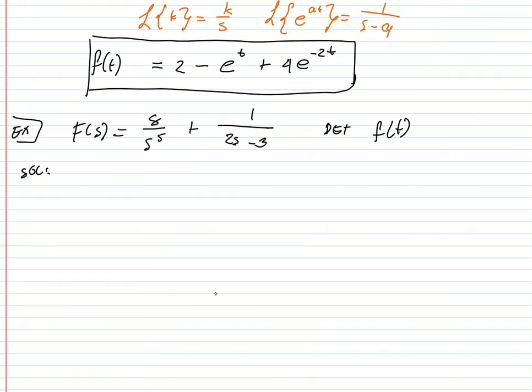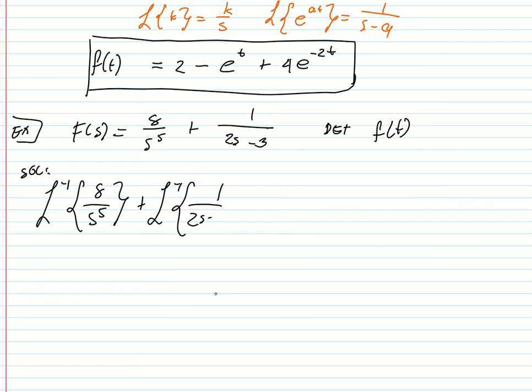First, the first term, the inverse Laplace of 8 over s raised to 5. Then plus the inverse Laplace of the second term, 1 over 2s minus 3. And this is equal to f of t. So f of t will be, what's the inverse Laplace of 8 over s raised to 5?